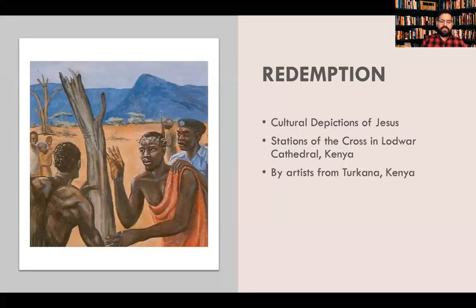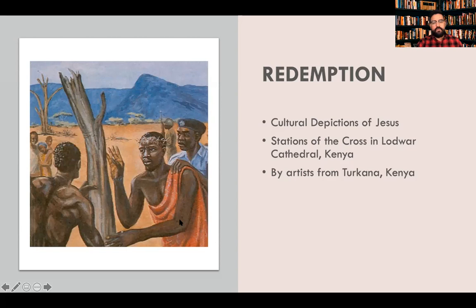And so likewise, you'll see on the next slide this cultural depiction of Jesus. You may or may not be familiar with this scene, in which Jesus can no longer carry his cross because of the weight of being brutally beaten. He's lost his strength and can't carry his own cross, so he needs the help of a man named Simon of Cyrene.